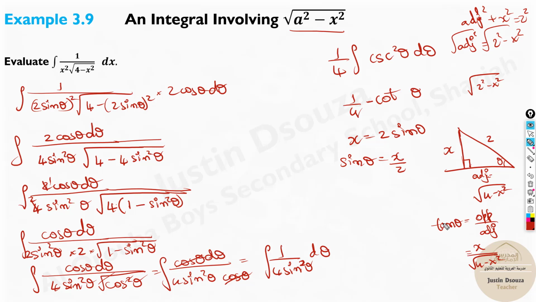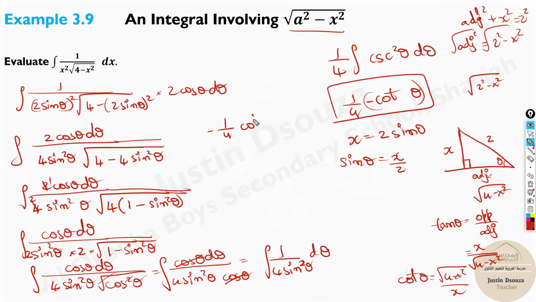So now this is tan. But what is cotangent? It's the inverse of this. Cotangent, cot theta, equals square root of 4 minus x squared by x. So now technically, whatever answer we got, we know what the cotangent value is, isn't it? Now this was like this. I'll just rearrange this and write the answer is supposed to be minus 1/4 cotangent theta. We can leave that as the answer.